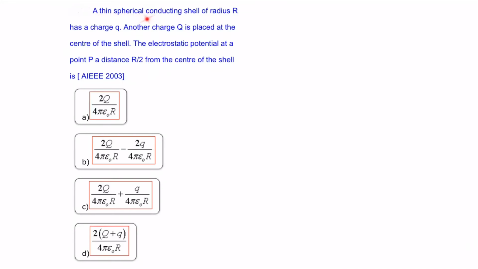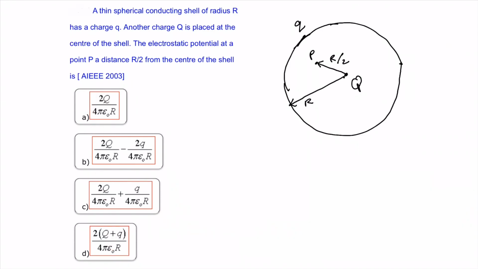A thin spherical conducting shell of radius R has a charge Q. Another charge Q is placed at the center of the shell. The electrostatic potential at a point P at a distance R by 2 from the center of the shell is, and these are the options. As per the question, we are supposed to find the potential at P. The potential at P is due to two reasons. One is the potential due to the charge Q at the center, and the second one is the potential due to the charge small q which is spread on the conducting shell.